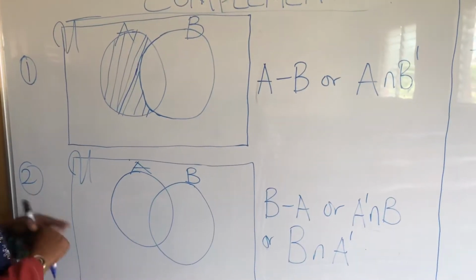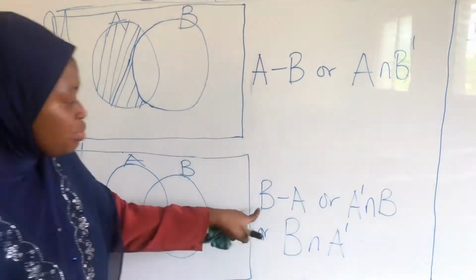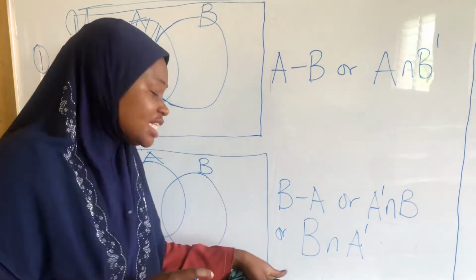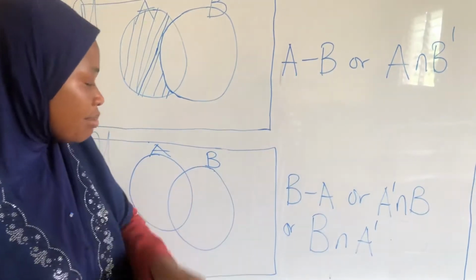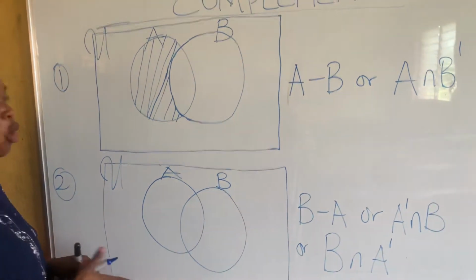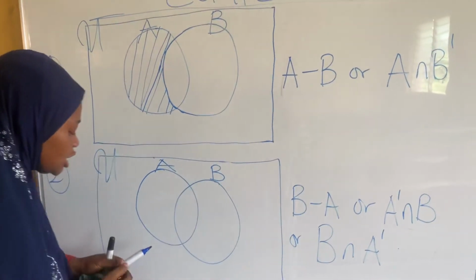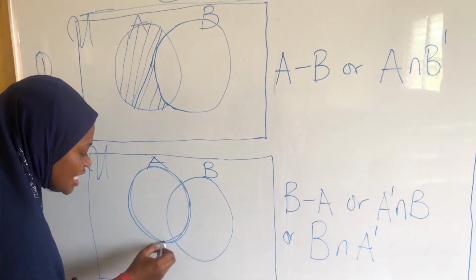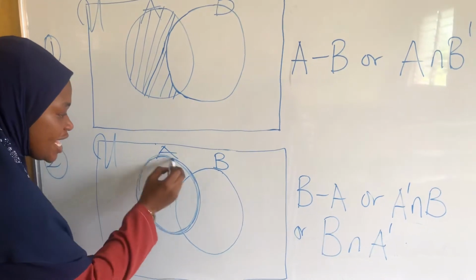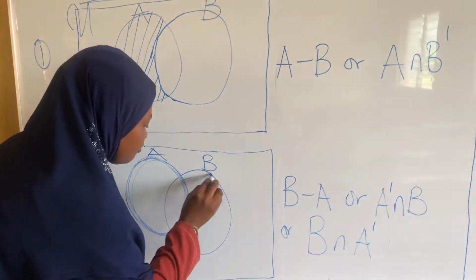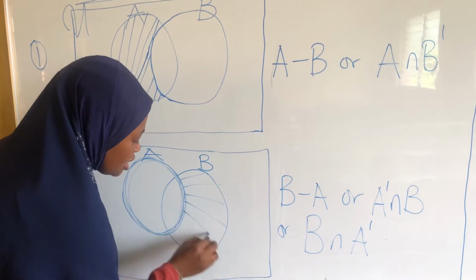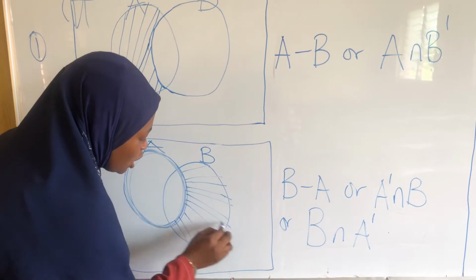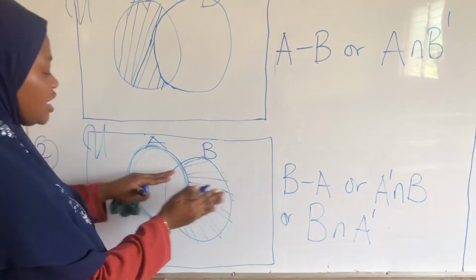So example 2 now. We want to do B minus A, or A prime intersects B, which is the same thing as B intersects A prime. That is those elements that we can only find in B, which do not have anything to do with this part, which is A. It doesn't have anything to do with anything that belongs to A at all. So the Venn diagram will be this part, which means B only. That is, it only reflects in B. It doesn't have anything to do with A.